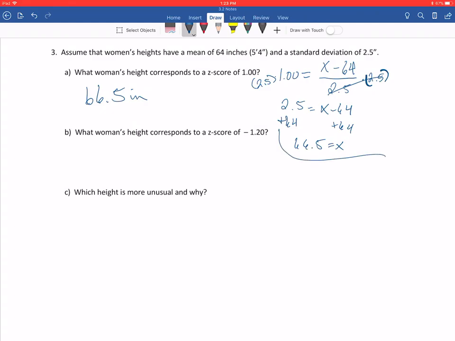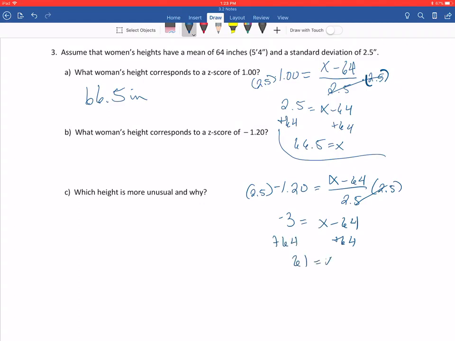What woman's height corresponds to a z-score of negative 1.2? So that's going to be the exact same calculation steps, just with a different number over here. So I'm going to multiply. That gives me a negative 3 over here. And then when I add, I get 61.